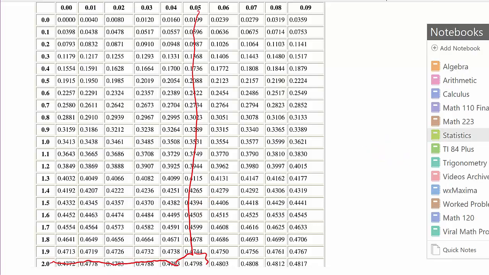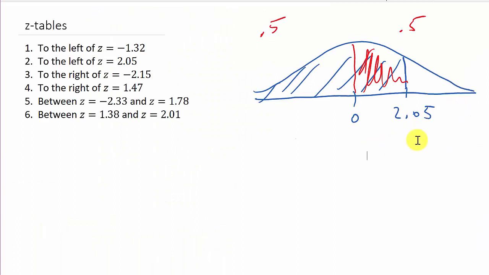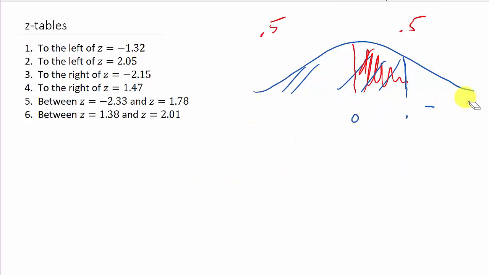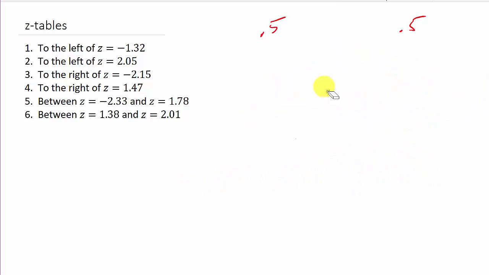All right, so let's come back over here to the problem. That's going to be 0.4798 plus 0.5, and that's going to give us 0.9798. And if you remember from the first problem, that's what we got as our answer. All right, so let's go back up and work the first problem.